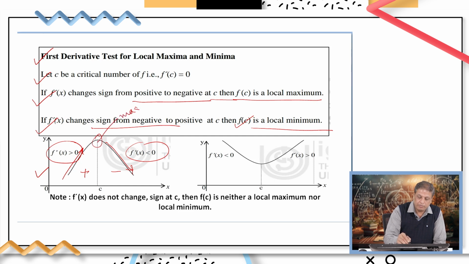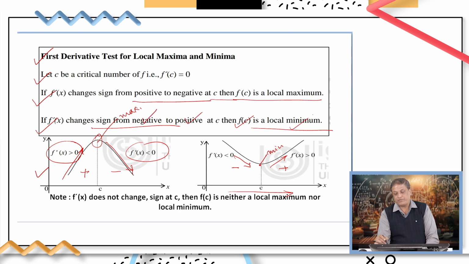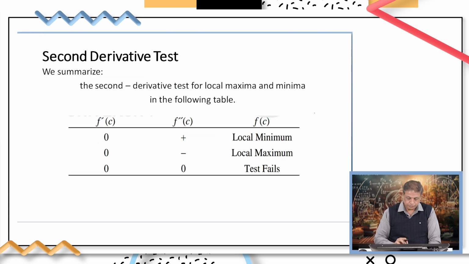So, this is the maxima part, and over here the slope is on the falling side and this is on the rising side as x is increasing. So, the sign is changing from negative to positive. That means this is the minima part, because the sign of the derivative is changing from negative to positive, and that is why f(c) is the local minimum.